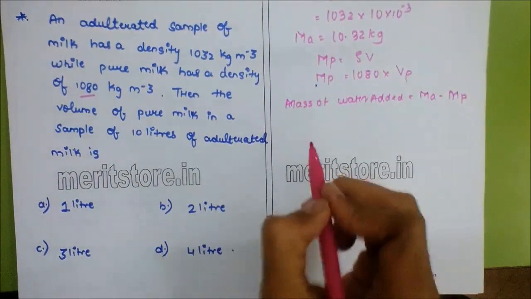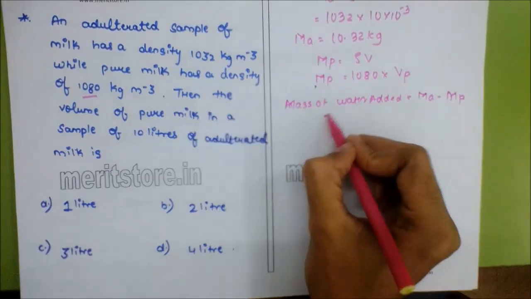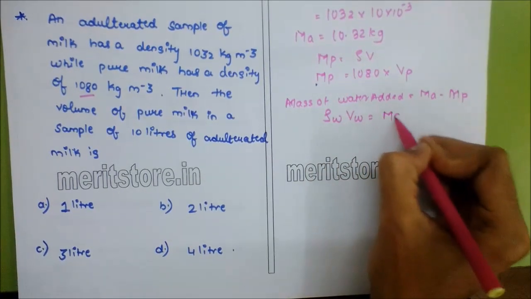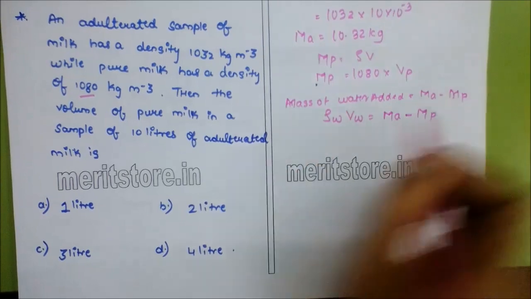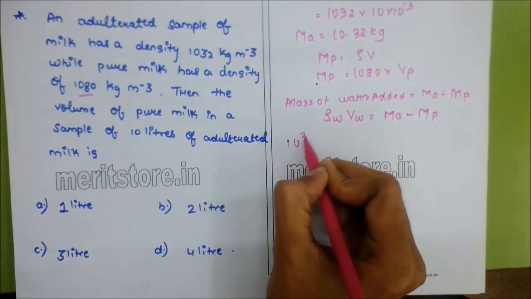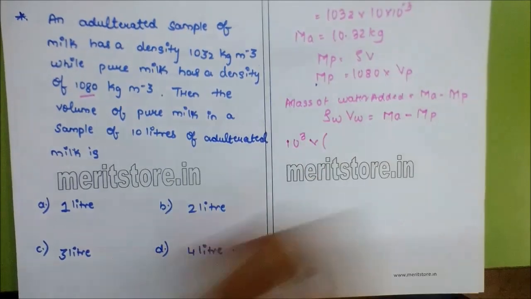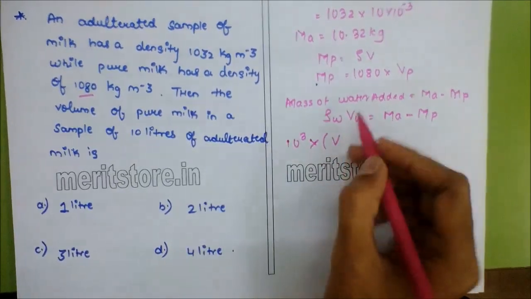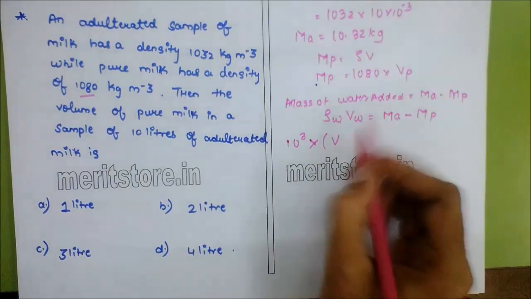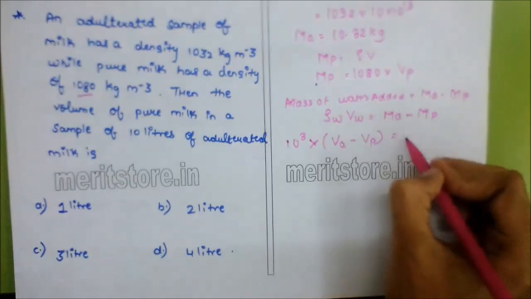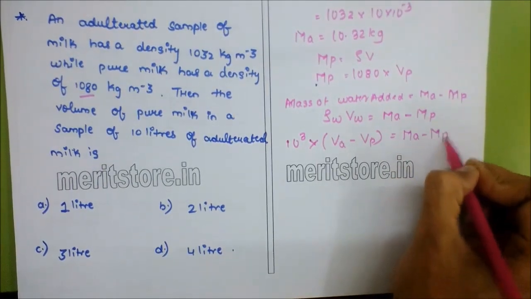Okay, so the mass of the water added will be the density of water into the volume of water. Again, that will be the mass of adulterated milk minus the mass of pure milk. So the density of the water we have here is 10 raised to 3 into the volume of the water added, and the volume of the water added will be equal to the volume of adulterated milk minus the volume of pure milk. That much water is added into the mass of adulterated minus the mass of pure milk.